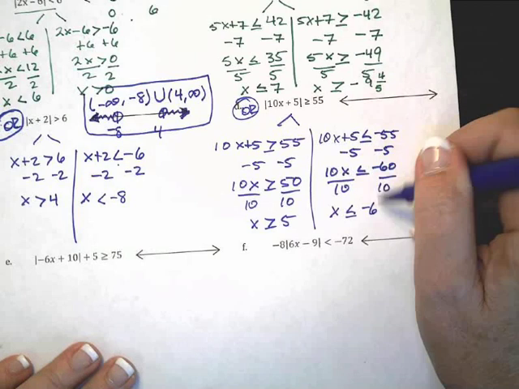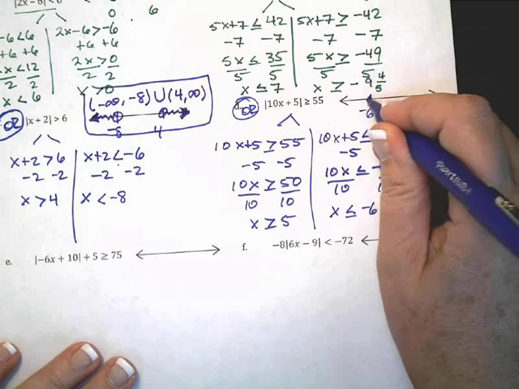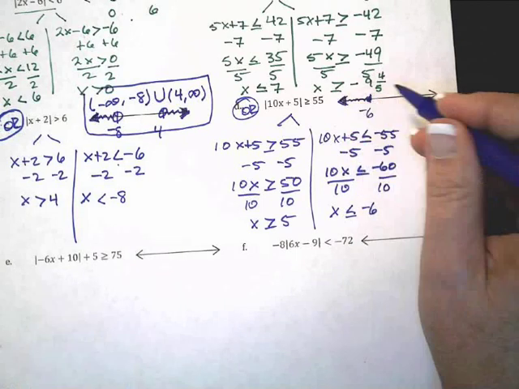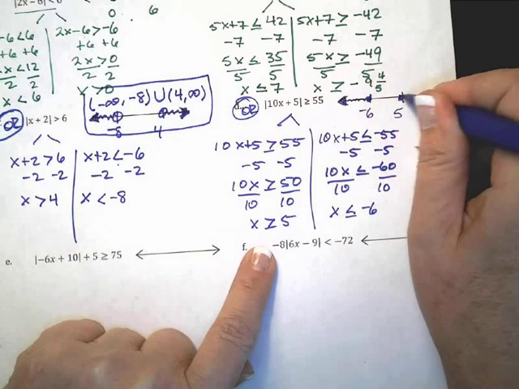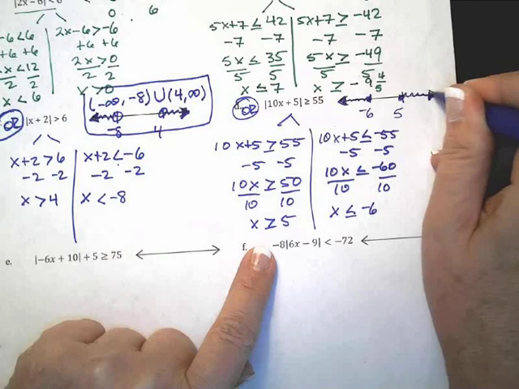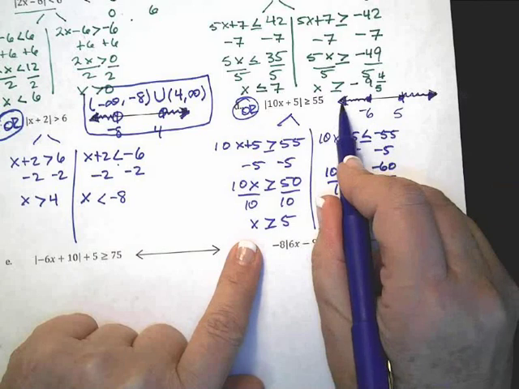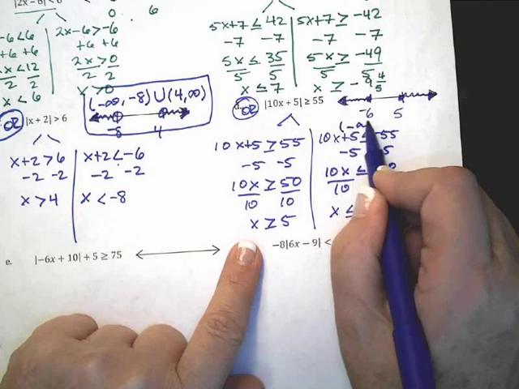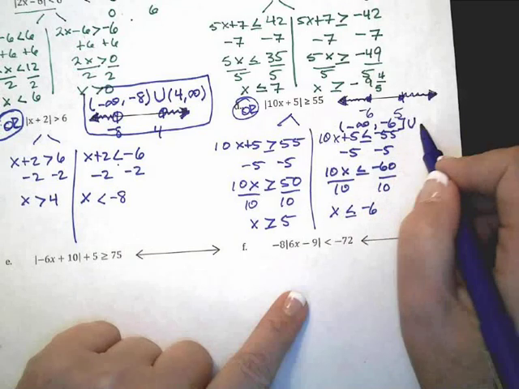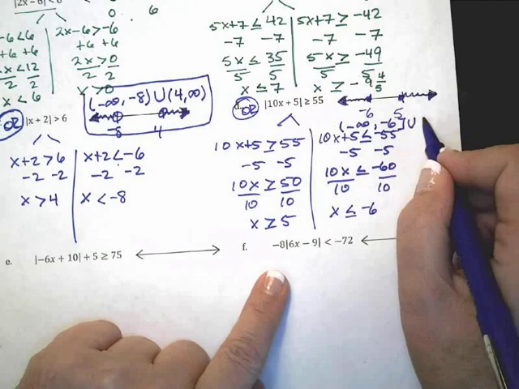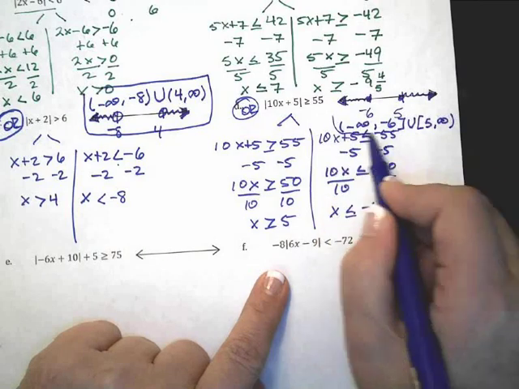So when we graph this, I'm going to start with this smaller one. X is less than or equal to negative 6 would be a filled in circle, arrow to the left. Or x is greater than or equal to 5 would be another filled in circle with the arrow facing to the right. And then the last thing we need to do is write our interval. So this first interval would be negative infinity, comma negative 6, bracket, the U for union, positive 5 with a bracket, comma, infinity, and a parenthesis next to the infinity.